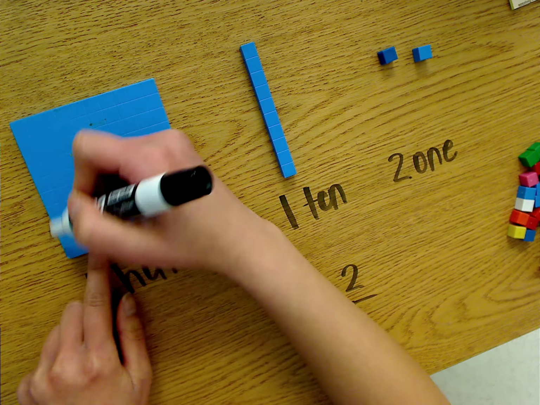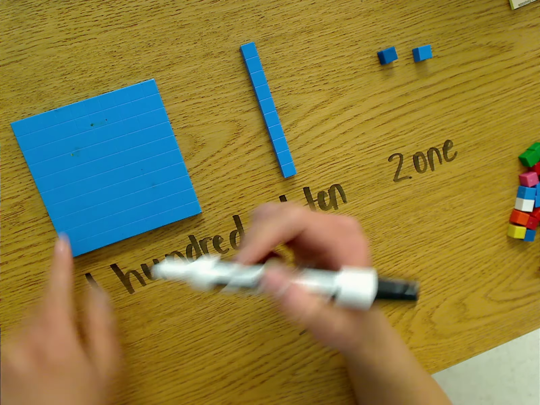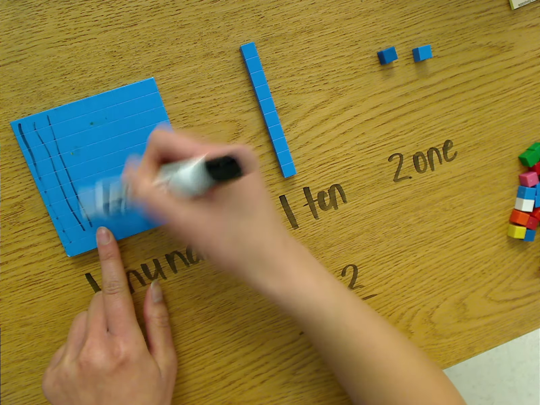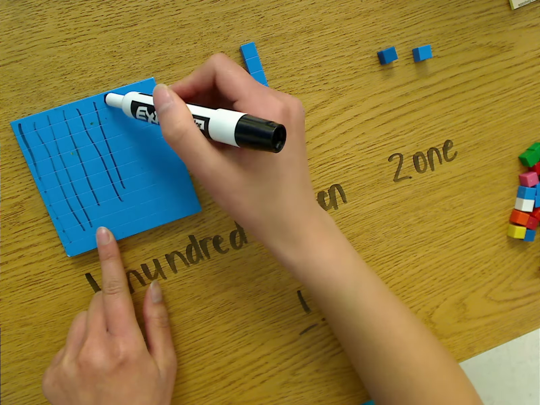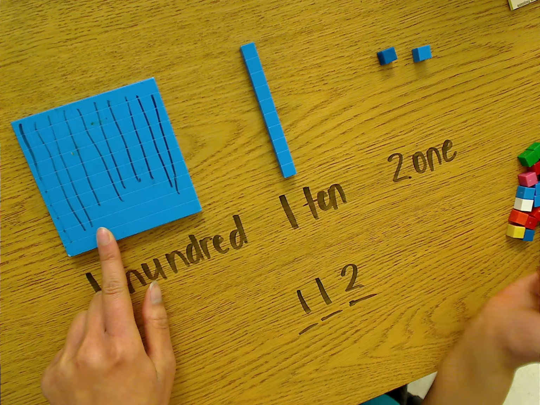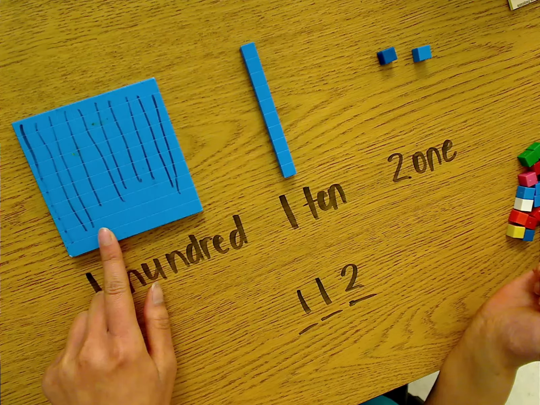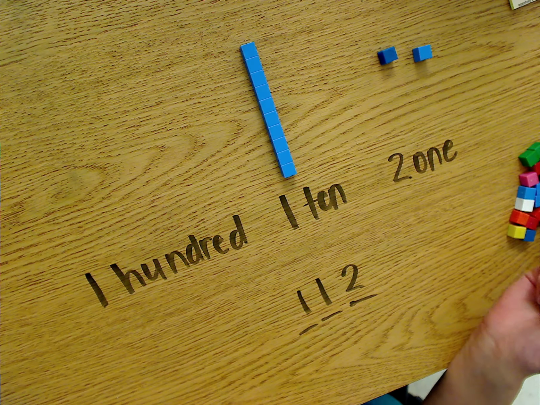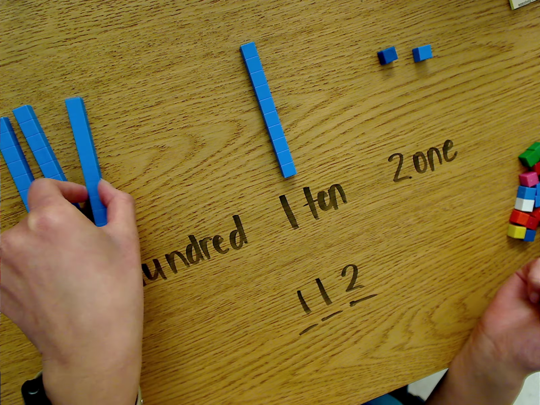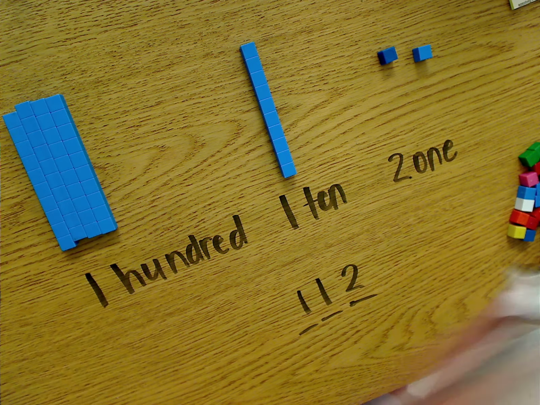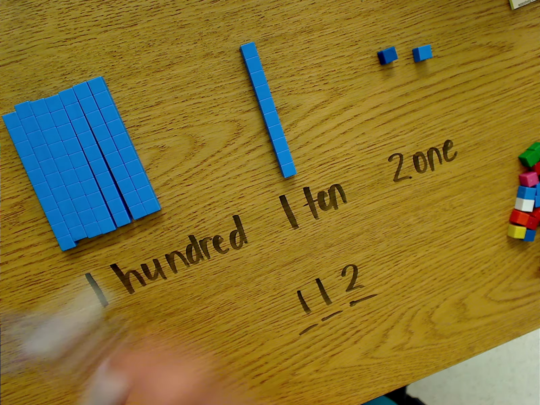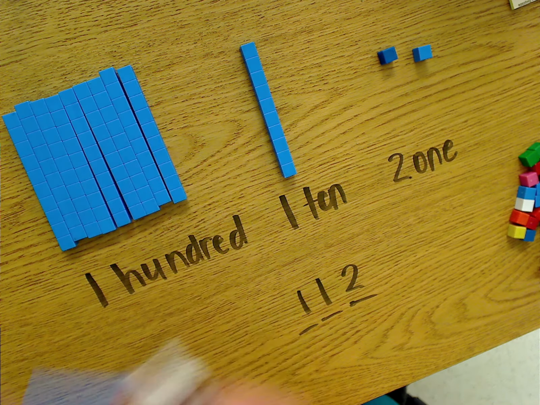So here, look, I'm gonna show you something really cool. You see these lines going down? I have 1, 2, 3, 4, 5, 6, 7, 8, 9, 10. I have 10 rows. I'm going to take this 100 out, and I'm going to put 10 tens. Count with me. 1, 2, 3, 4, 5, 6, 7, 8, 9, 10.